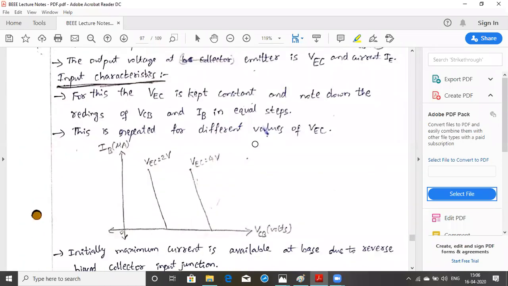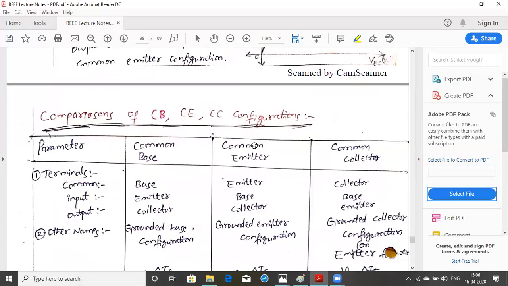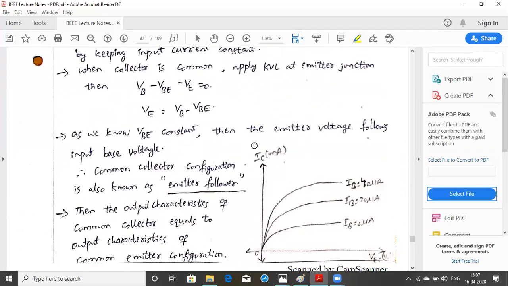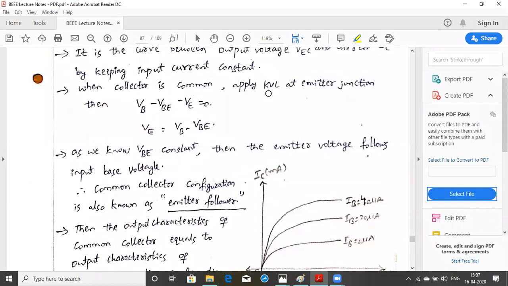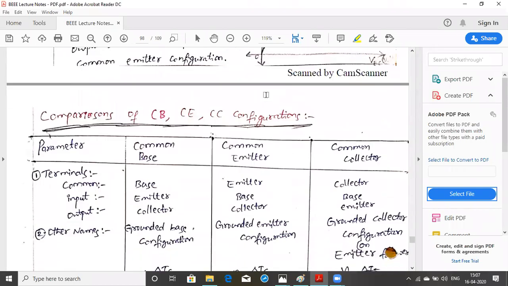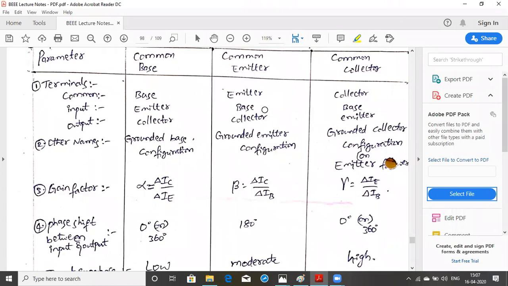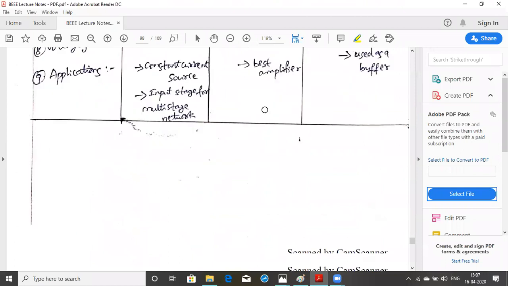For every configuration, the emitter base junction is forward biased and the collector base junction is reverse biased. We also have 3 to 4 regions. The first is the active region, where the emitter base junction is forward biased and the collector base junction is reverse biased. We also have the saturation region, where both junctions are forward biased, and the cutoff region, where both junctions are reverse biased. The inverse active region is also there, where the emitter base junction is reverse biased and the collector base junction is forward biased. We use the active region for amplification, and the saturation and cutoff regions like a switch: switch on for saturation, switch off for the cutoff region.